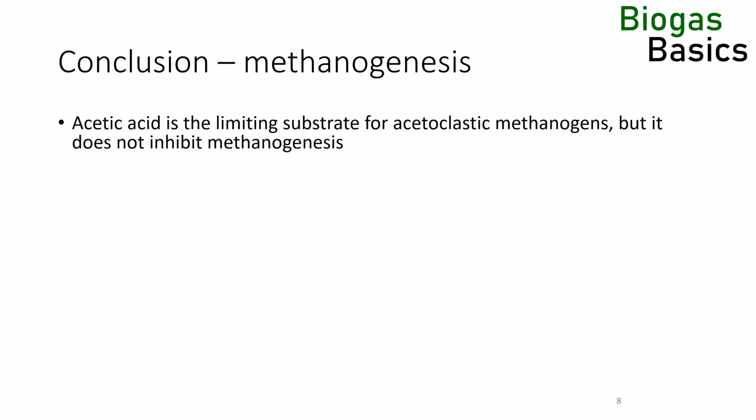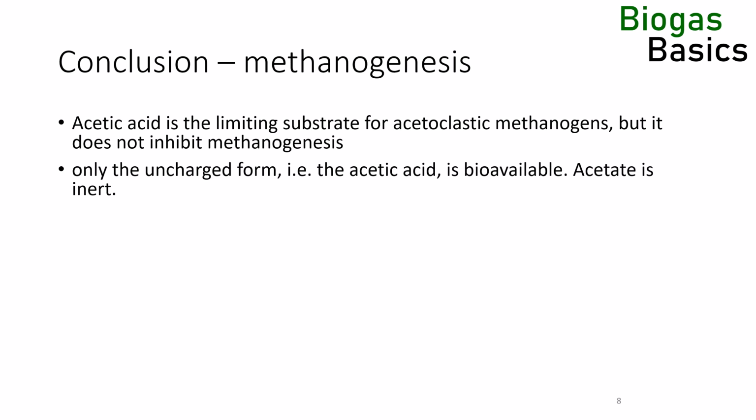Acetic acid is the substrate for acetoclastic methanogens, and the conversion of acetic acid to biogas follows a monokinetic. Acetic acid is not inhibitory to acetoclastic methanogens. Only the uncharged form as acetic acid is bioactive. Acetate is inert. Propionic acid does inhibit acetoclastic methanogens. Again, only the uncharged form is toxic, propionate is inert.